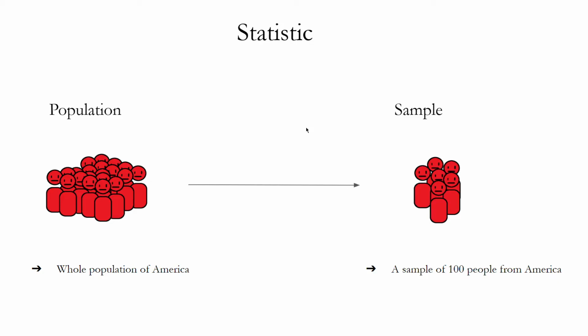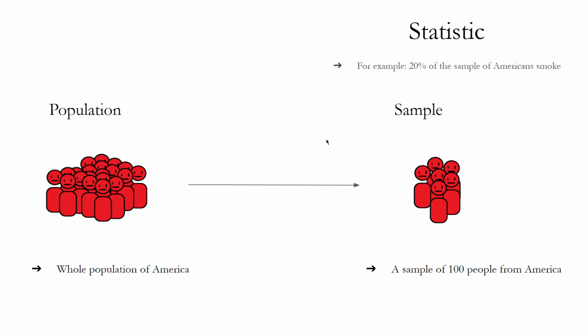So now that we know the meaning of these two words, what is a statistic? A statistic is a way to summarize the data collected from a sample. There are many ways to summarize the data. For example, percentage, average, median. Let's take an example. 20% of the sample of Americans smoke in this sample.